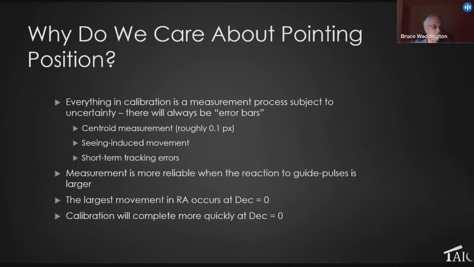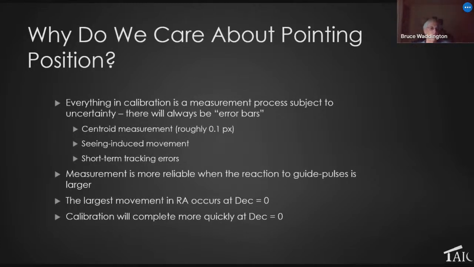It's like if you have a crummy tape measure and you can't measure anything more closely than an eighth of an inch. Well, if you're measuring something that's a foot long, that's not that big a deal. If you're measuring something that's a quarter of an inch long, that one-eighth uncertainty is a big deal. And in the position that we've talked about here, where we advise you to be pointing, deck zero, high above the horizon, you will see the largest movements in right ascension. And as a byproduct, the calibration will complete more quickly than it will if you're pointing elsewhere. As we go on, you'll start to see why this makes a difference, why this can help you avoid problems, and what happens to you when these movements aren't really large enough.